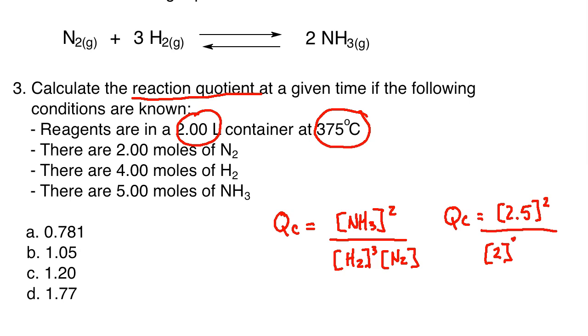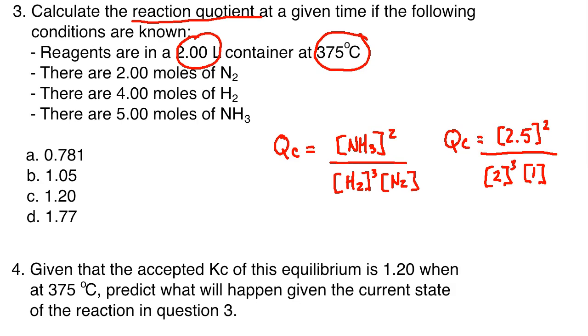And that 2 is going to be cubed. And then the 2 divided by 2 for the nitrogen is just going to give us 1. So if we simplify that, we're going to find that Qc is equal to 2.5 squared over 8, and that is going to be approximately 6.25 over 8. And so when we look at that, that is roughly 0.8 if you're following along. So the closest answer and the correct answer, if you were to plug this into a calculator, would be A. Okay, and the rest of these guys would drop out.